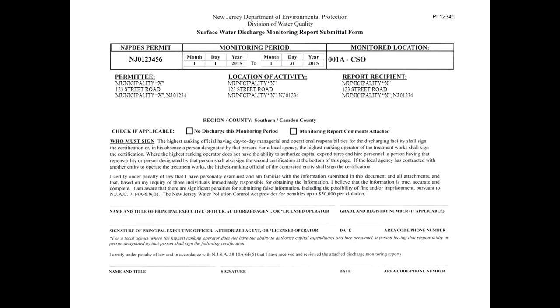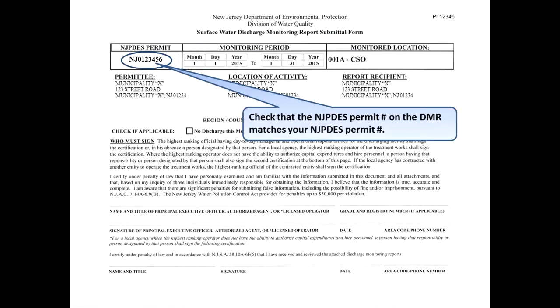Here we have a blank copy of a generic DMR submittal form. Each CSO outfall will have its own DMR, and each DMR has its own DMR submittal form. Please note that any DMR submitted without its associated DMR submittal form, properly completed and signed, will not be accepted or processed by the department. On the top left, you will find the NJDEP's permit number. Permittees should ensure that the number identified in this box matches the number identified in their NJDEP's permit.